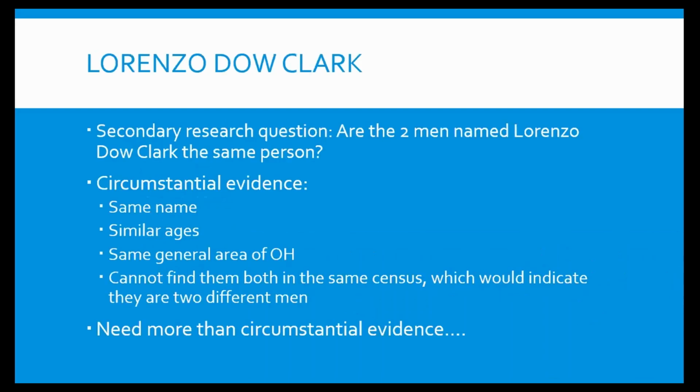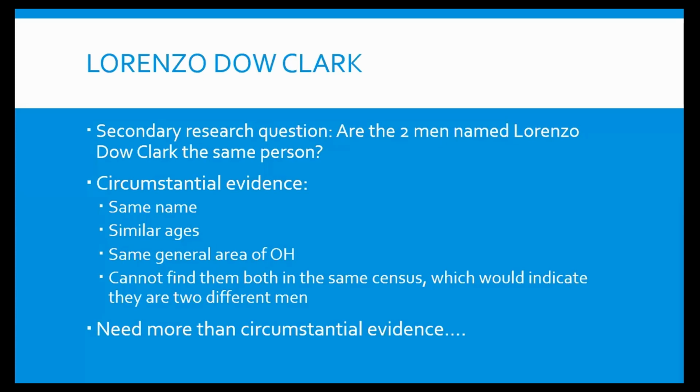Now, we still have not determined whether these 2 men were the same person. So are the 2 men named Lorenzo Dow Clark that we found, the one in Delaware County and the one in Seneca County, the same person? We have circumstantial evidence. We have found 2 men with the same name that are similar in age, and they're in the same general area of Ohio. And we cannot find them both in the same census. For instance, we found one of them in 1840, but not the other one. And we found one of them in 1850, but not the other one.